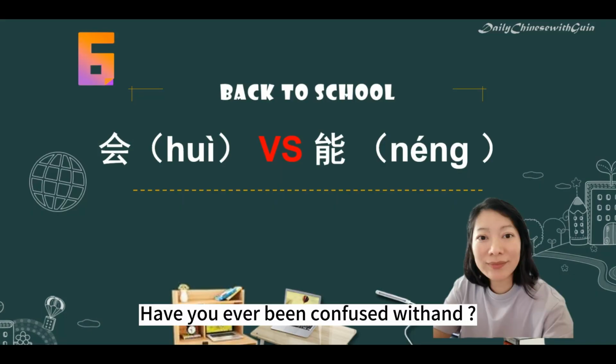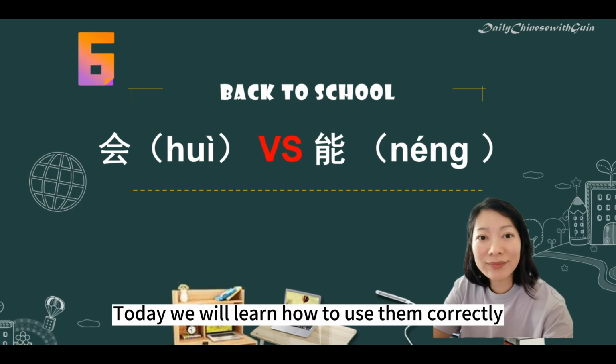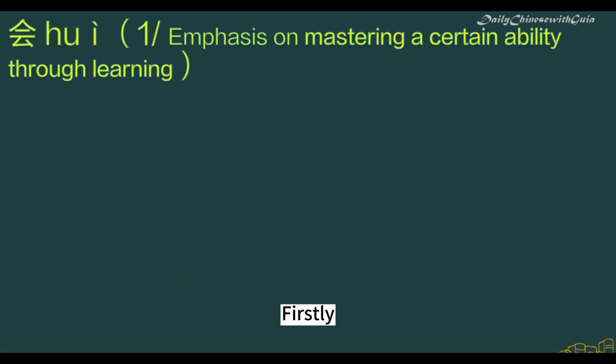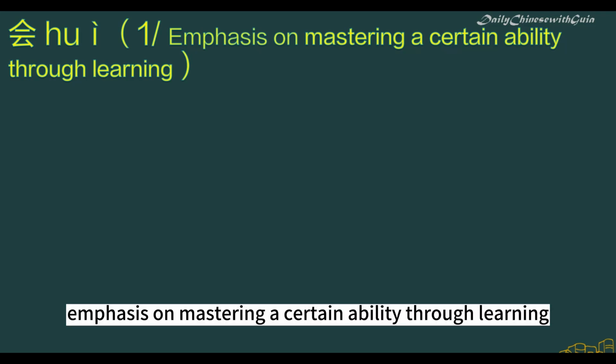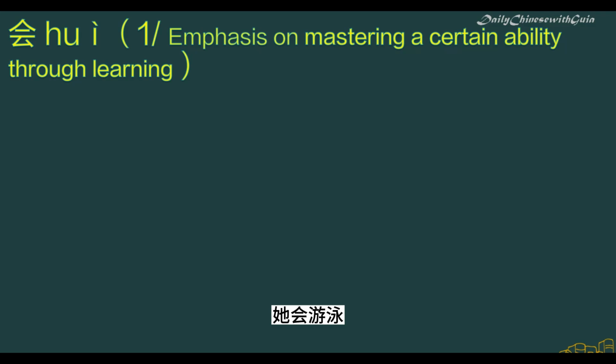Have you ever been confused with 会 and 能? Today we will learn how to use them correctly. Firstly, 会 emphasizes mastering a certain ability through learning. Okay, let's see some examples.